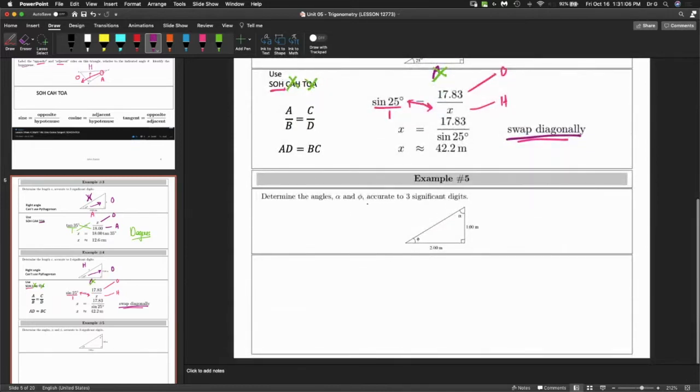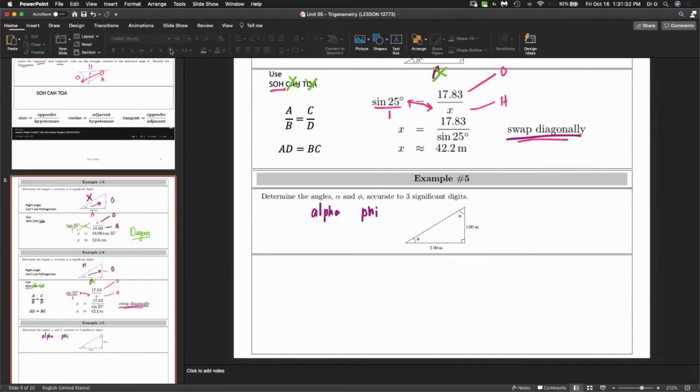It says determine the angles, okay, I'm saying it in Greek. For those that don't know, my background is Greek, so I have a license to speak Greek. Anyway, here, alpha and phi. Those are the Greek letters if you were curious. You probably knew the first one, but maybe you didn't know the second one.